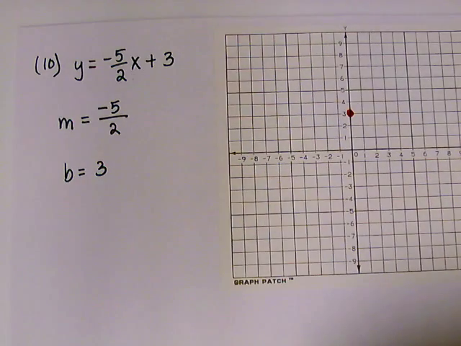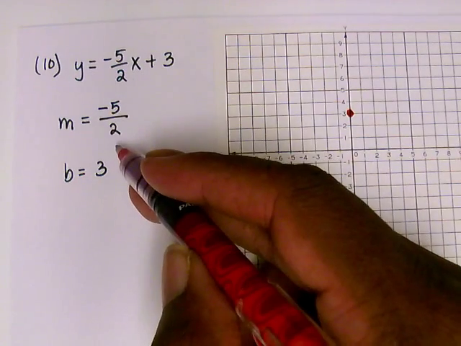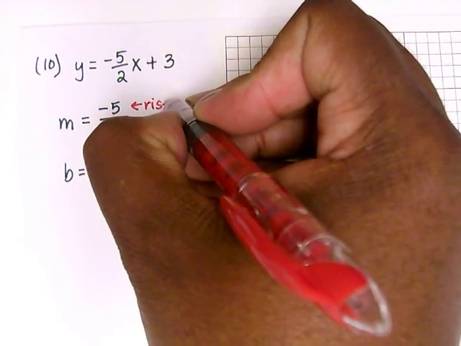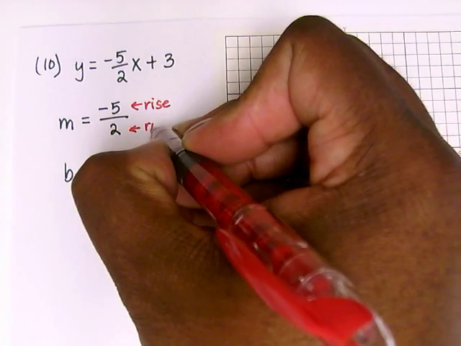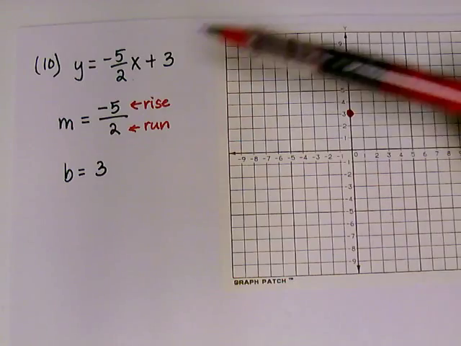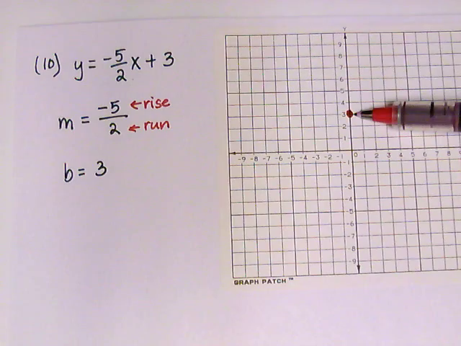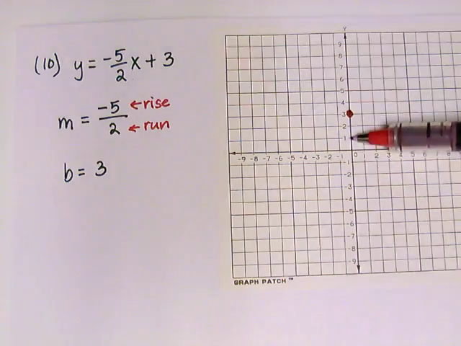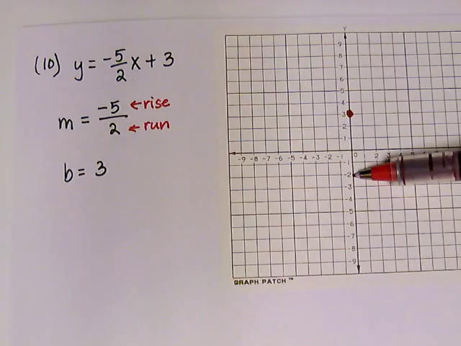Your slope is a negative 5/2. The 5 will be negative and the 2 will be positive. The numerator in the slope is your rise. The denominator in your slope is the run. Here we use the concept of rise over run to get the second point for this graph. Now, since our rise is a negative 5, we start from the y-intercept of 3 and go down 5 places because it's negative. So from here, I'm going to go down 1, 2, 3, 4, 5 places.